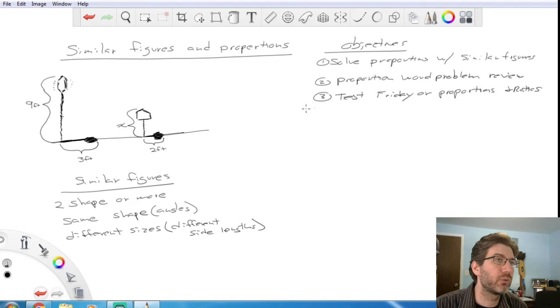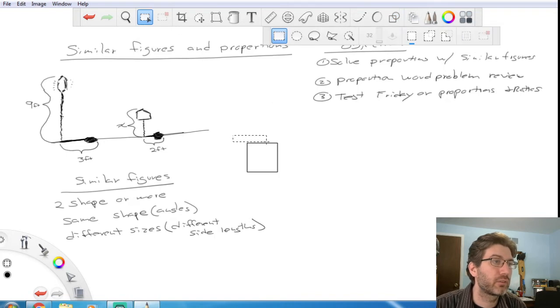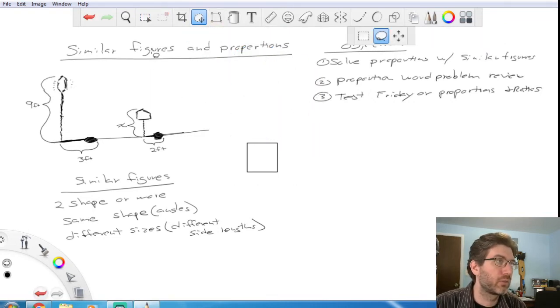So for example, you could have a square, and then you could also have, we're going to compare that to, how do I want to do this?